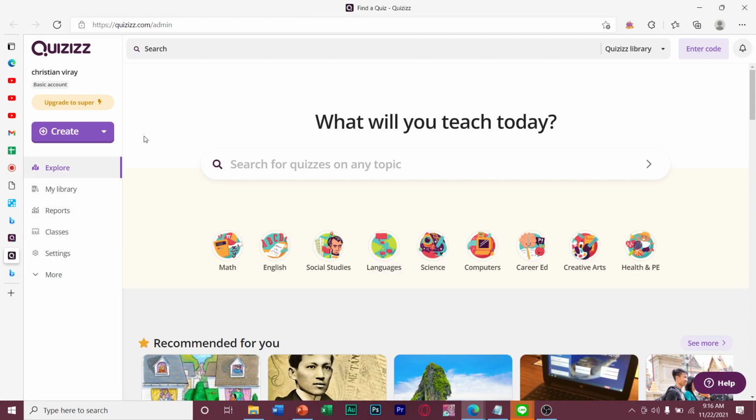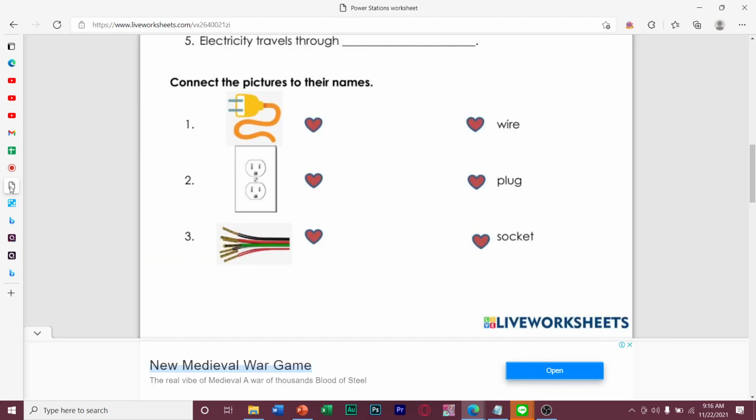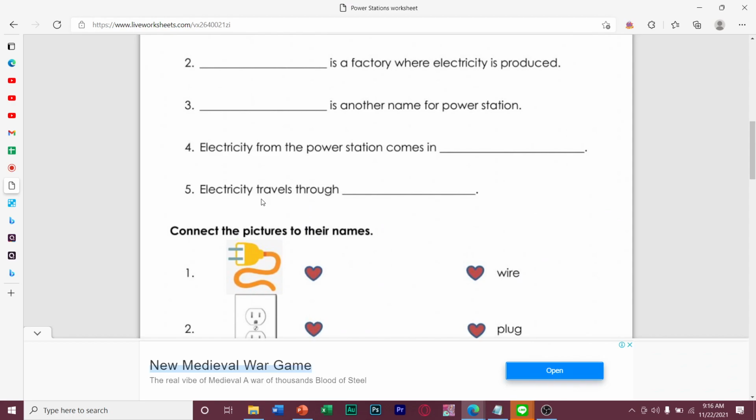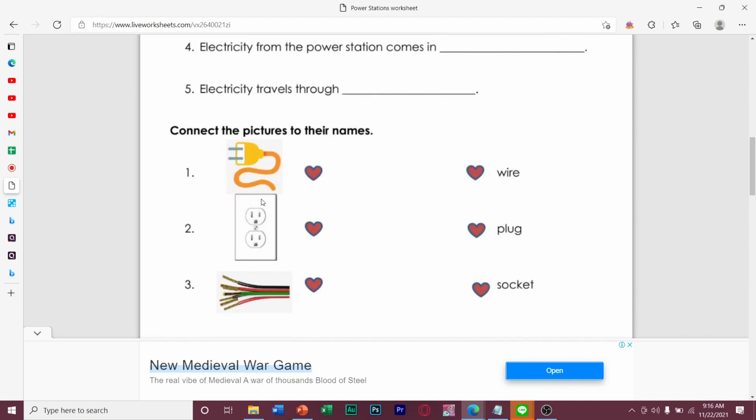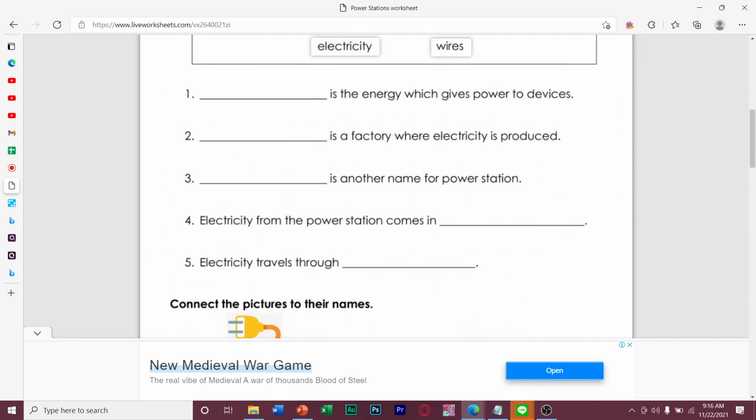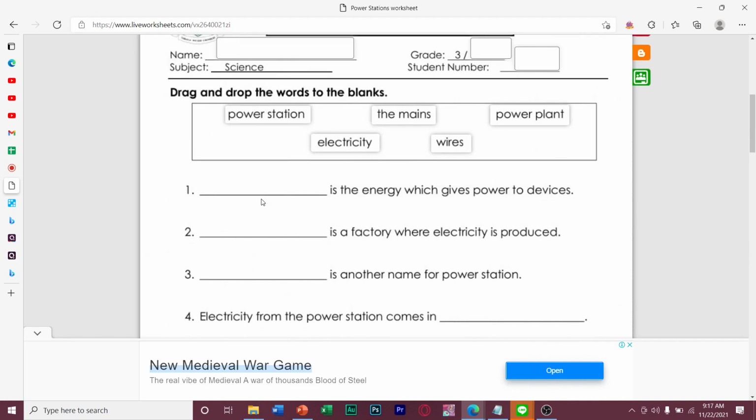This one, let's go to our live worksheet activity. You write 1, 2, 3, 4, 5. Okay, at the back one, yes. Then write 1, 2, 3. Okay, 1, 2, 3, 4, 5, and 1, 2, 3. Don't forget to write your name, your grade, and your student number. Okay.